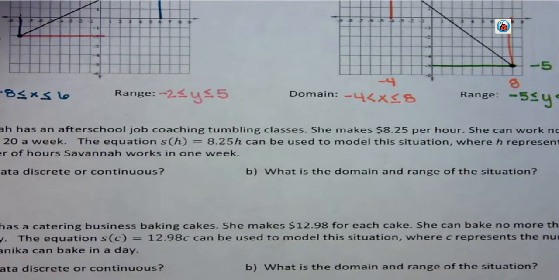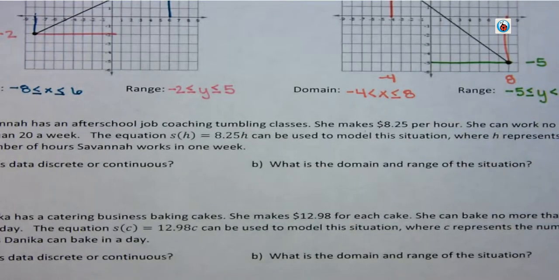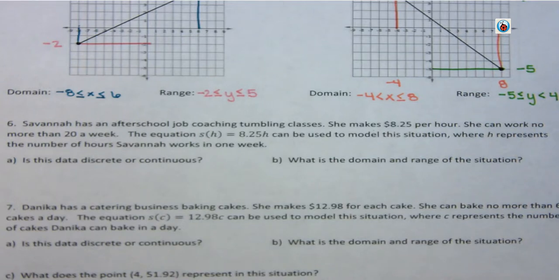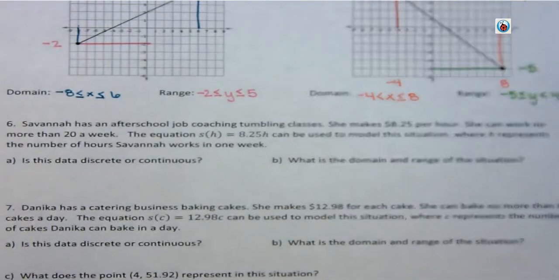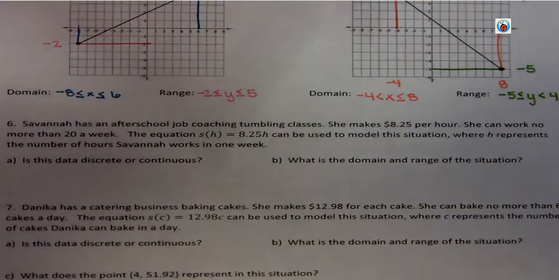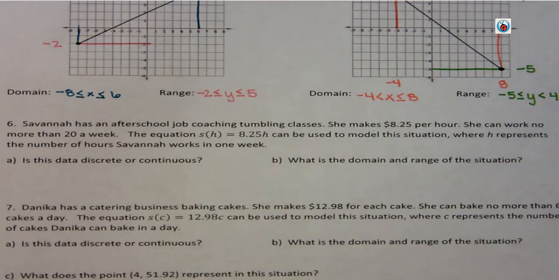Okay, here we go. We're going to do a word problem. Let me zoom it out a little so we can read it all at one time. Okay. Savannah has an after-school job coaching tumbling classes. She makes $8.25 per hour. She can work no more than 20 a week. I bet that's 20 hours a week. The equation S of H equals 8.25 H can be used to model this situation, where H represents the number of hours Savannah works in 1 week.